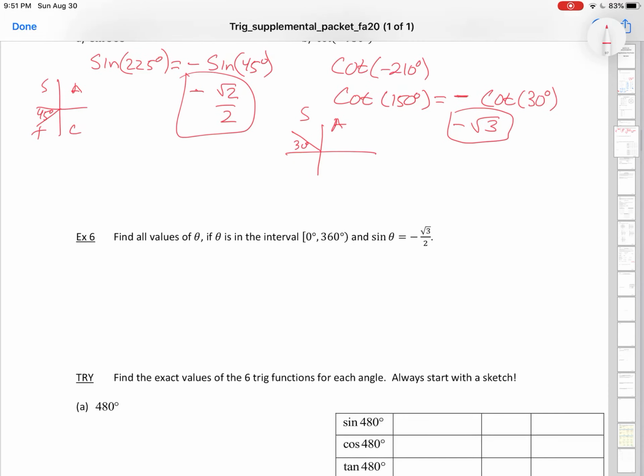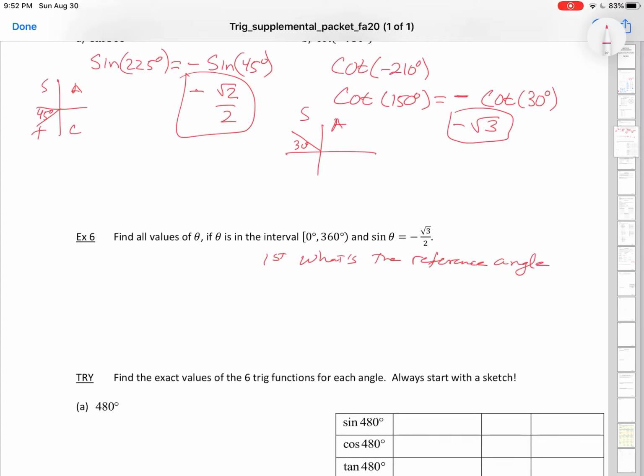And then example 6. Find all values of theta. So this is a really good problem because it's going to get us used to solving equations. So find all values theta in the interval 0 to 360 where the sine of theta is equal to negative root 3 over 2. So the first question I want you to ask yourself is, what's the reference angle?